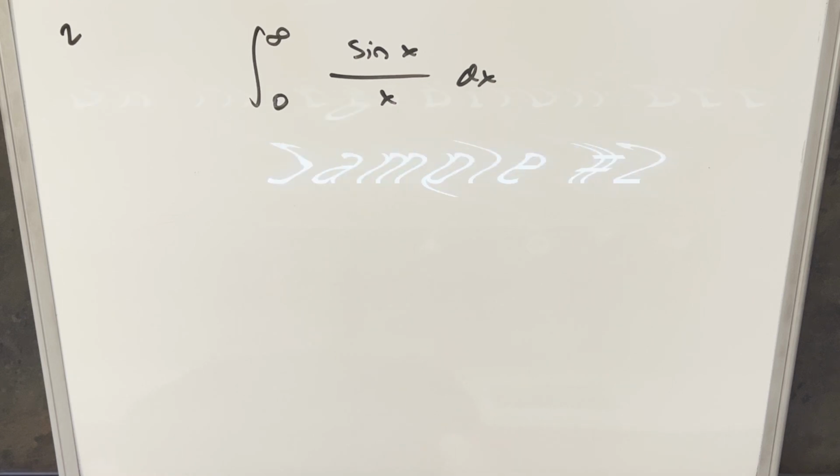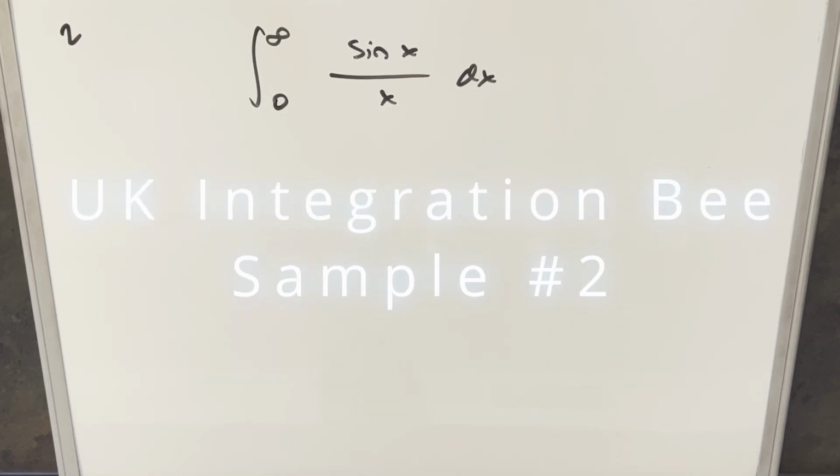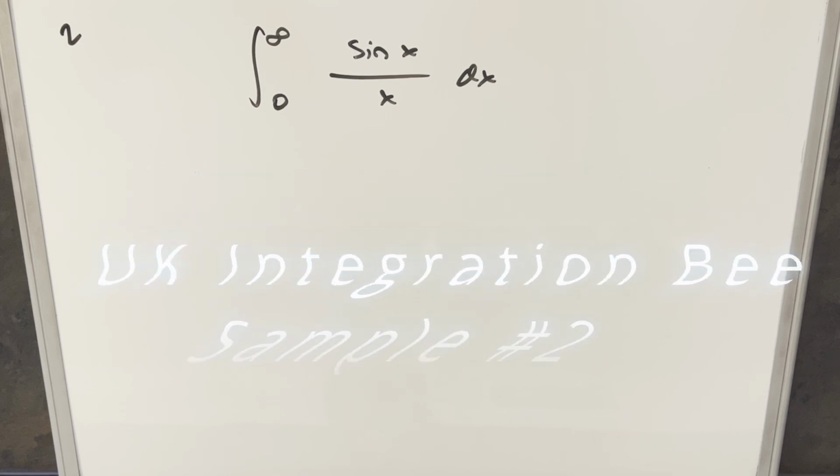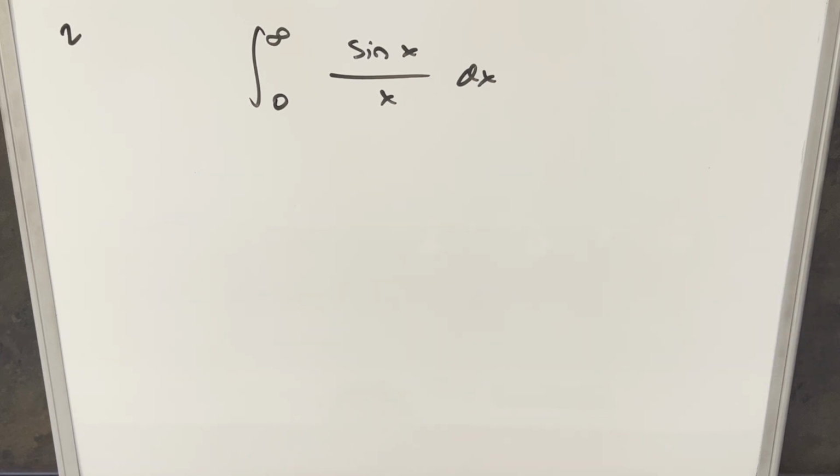Okay, we return to another integral from the UK integration B, sample problem number 2. We have the integral from 0 to infinity of sine x over x dx. This one's going to be another alternative method. I already did this one previously, and this method isn't even that different. I just feel like doing it a slightly different way, using Feynman's trick on it this time.